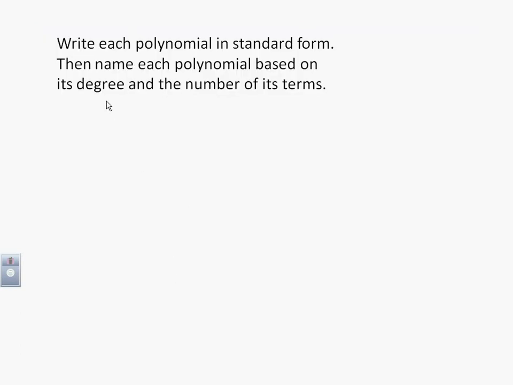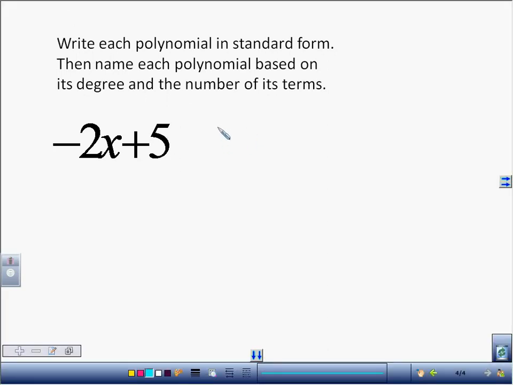Okay, here we go. Write each polynomial in standard form, then name each polynomial based on its degree and the number of its terms. So who can tell me what this is called? It's not a monomial because it's got 2 terms, so it's called a binomial. And what degree is it? 1. Right, it's a first degree. So this is called a first degree monomial.